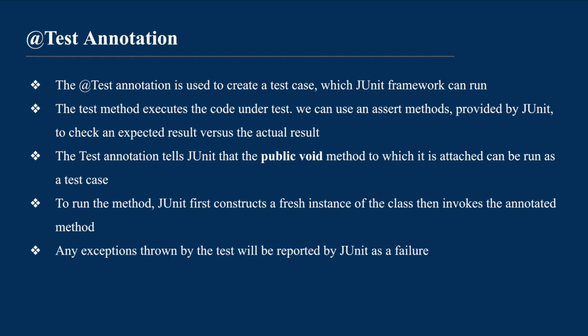Any exception thrown by the test will be reported by JUnit as a failure. So if you are calling any source code from your test method, and it doesn't pass, so maybe you are expecting an actual result that doesn't match, then JUnit will throw the exception and that will be reported as a failure, and that means your test case will fail. If no exception is thrown, the test is assumed to be successful.